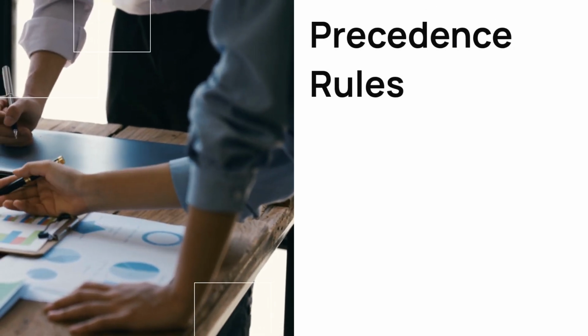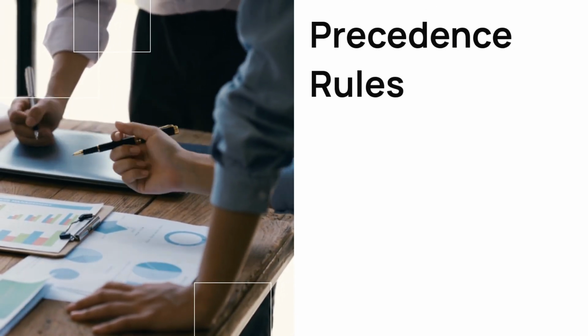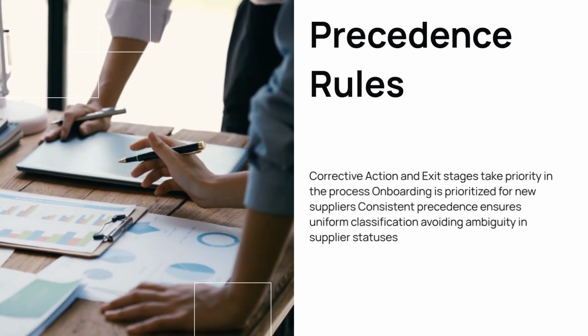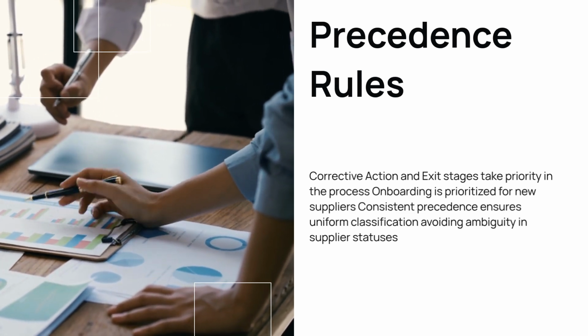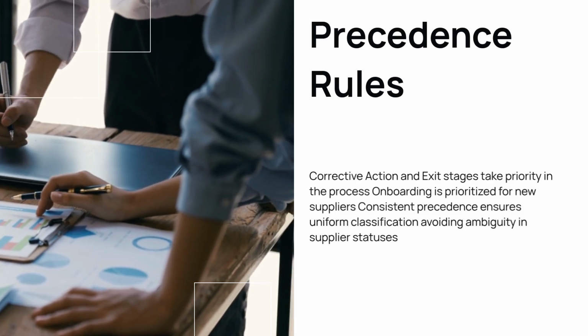Apply precedence rules for conflicting stages. Corrective action and exit take priority. Onboarding trumps other stages for new suppliers. Consistent precedence ensures uniform classification. This avoids ambiguity in supplier statuses.